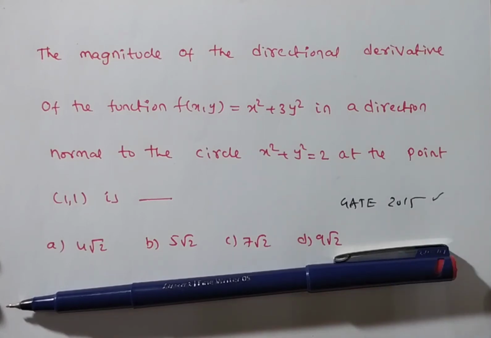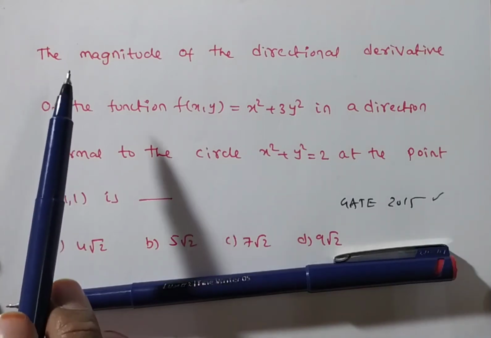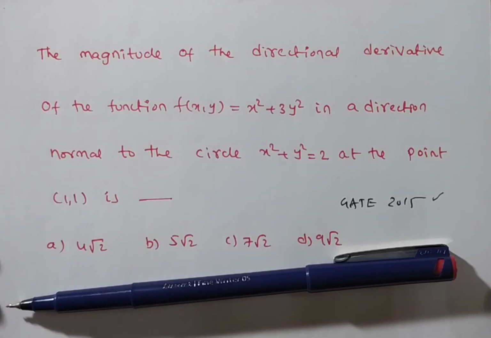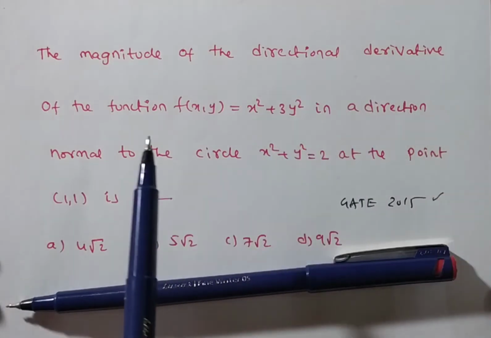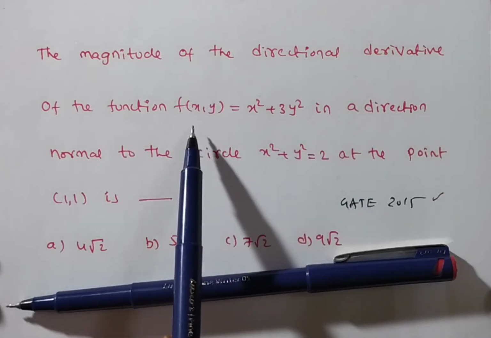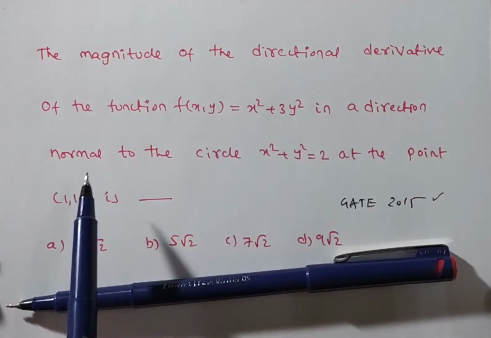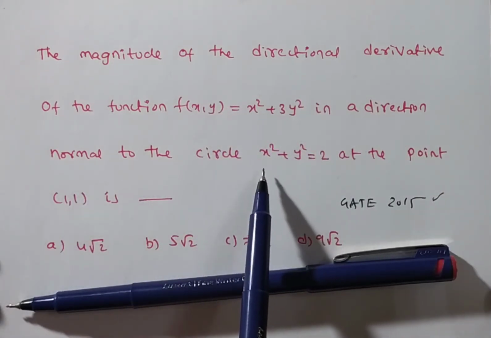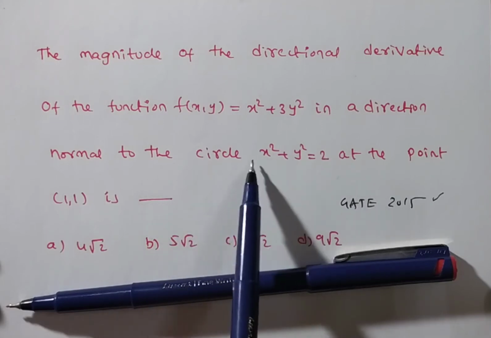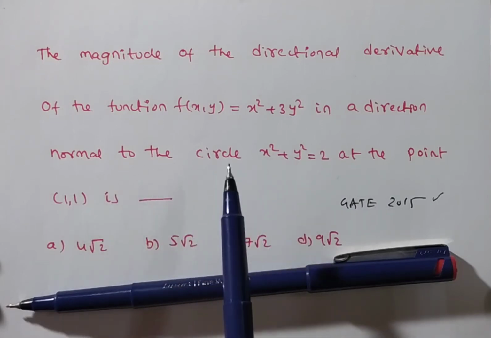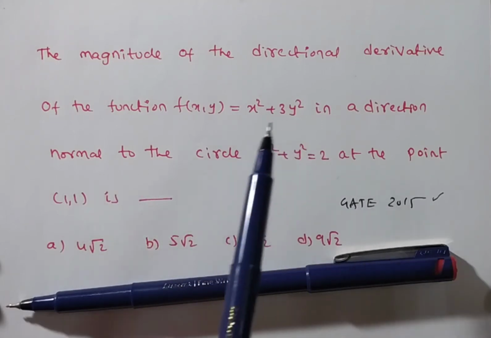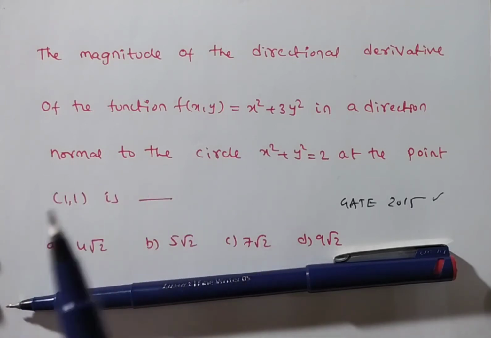So what are we doing in this problem? We are finding the magnitude of the directional derivative. First, we have to find the directional derivative of a scalar function, f, in the direction of normal to the circle. For this circle you can find a normal. The directional derivative of a scalar point function is taken in the direction of the unit normal vector.